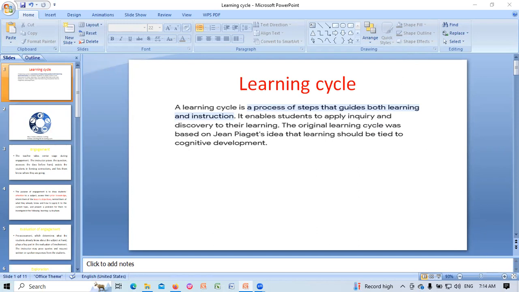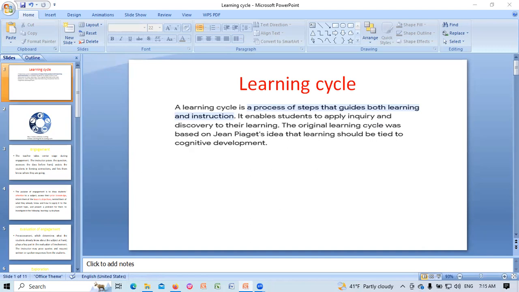In the context of the learning cycle, it is a process of steps that guides both learning and instruction. The learning cycle enables students to apply inquiry and discovery to their learning.